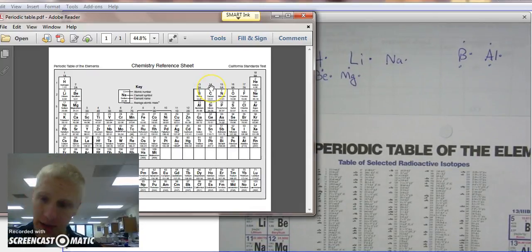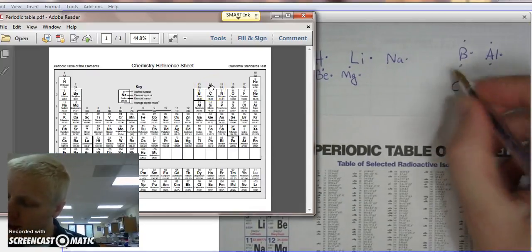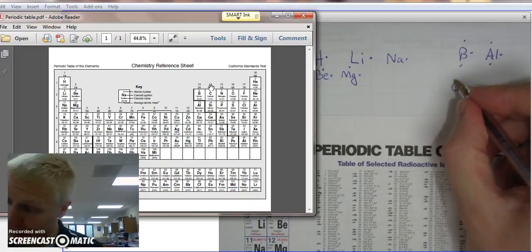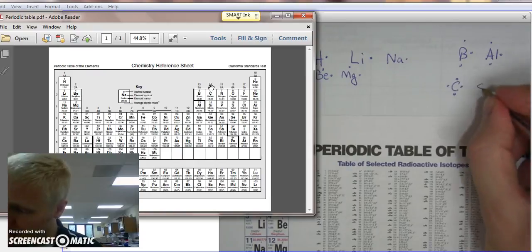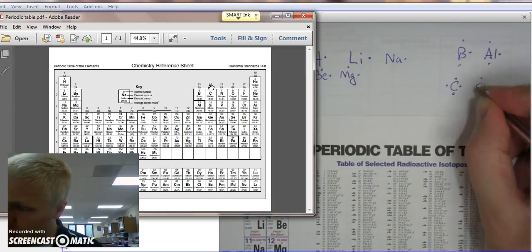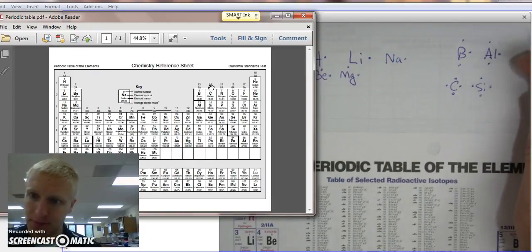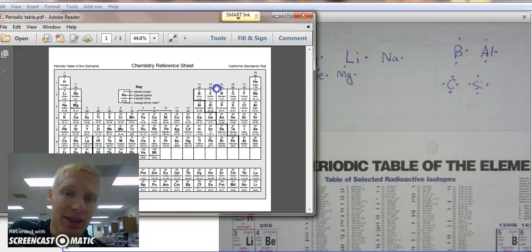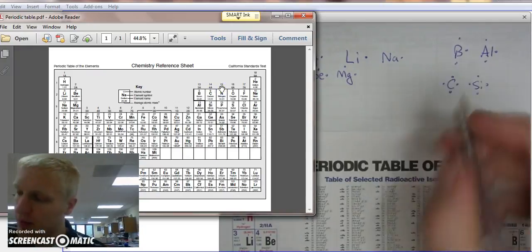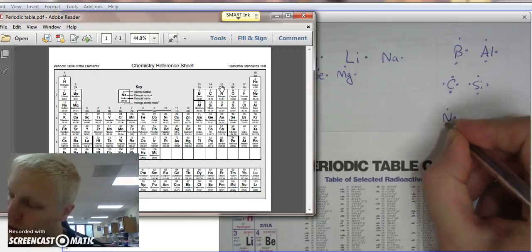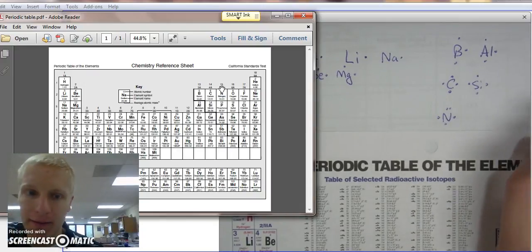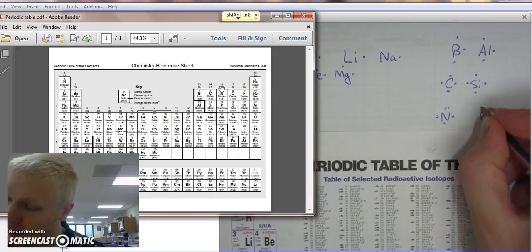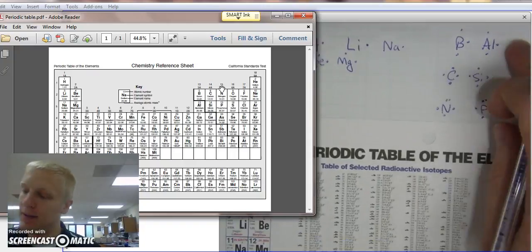Moving on, carbon is in column 4A or 14. It has 1, 2, 3, 4 outer electrons along with silicon. And then nitrogen, 5A, also known as column 15, has 1, 2, 3, 4. Now we can pair them up, 5. And phosphorus would be another example, 1, 2, 3, 4, 5.